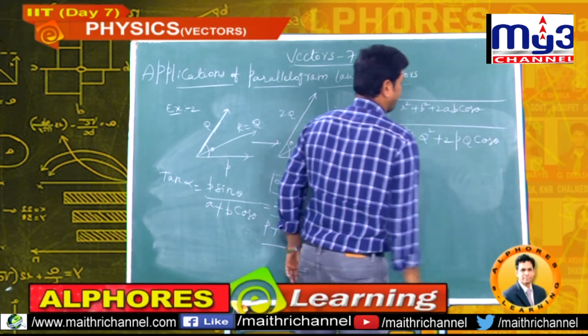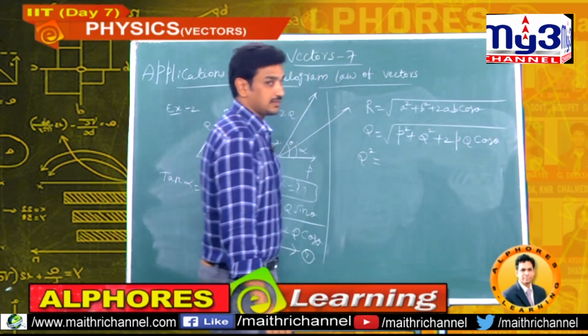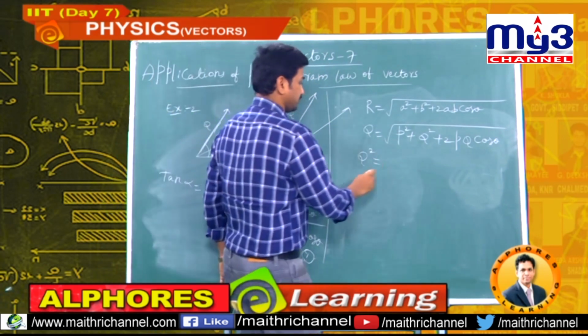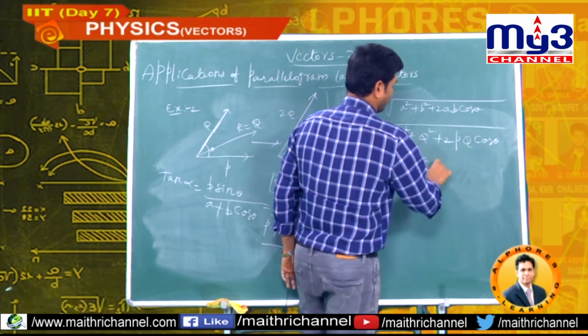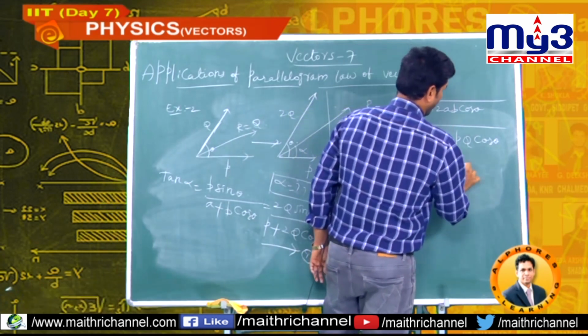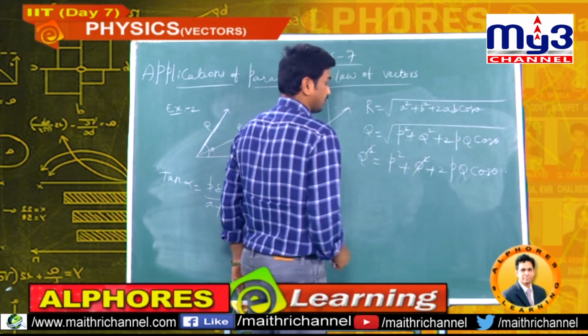Theta is the angle between P bar and Q bar. Can you square both sides? Left side and right side will both be squared. Now the root is gone: P square plus Q square plus 2PQ cos theta. Now Q square cancels out.